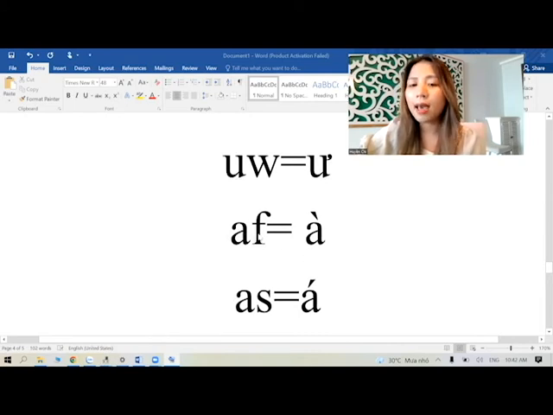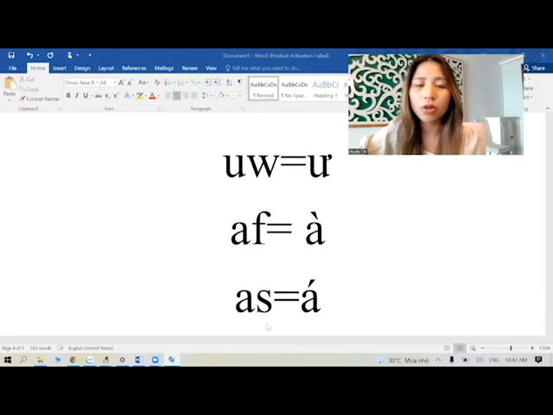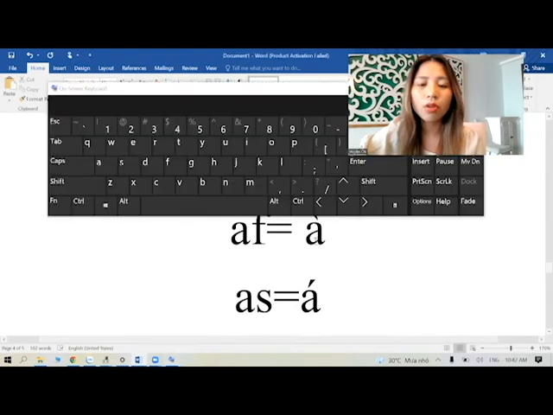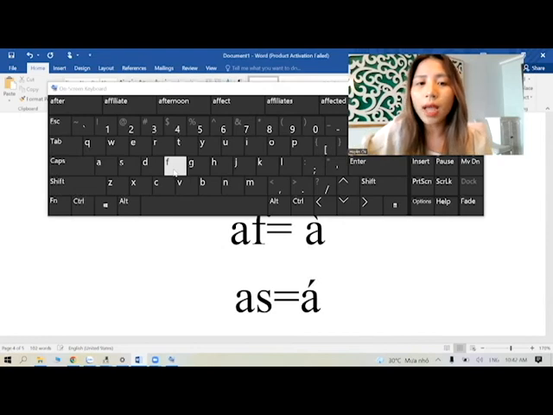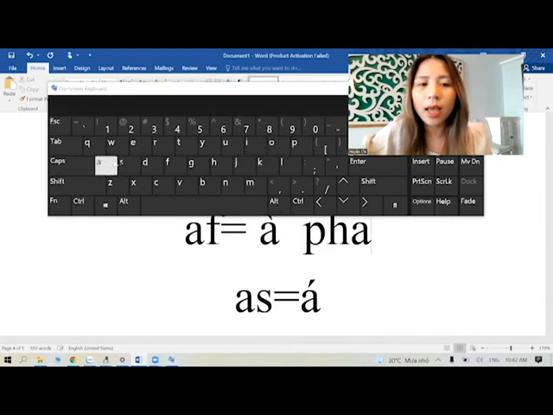And now the five tones, because for no tone you don't need to put anything, right? So A and F will make the down tone. Let me show. For example, right here, you type A and F. You can type two ways. For example, you can write PHAF.